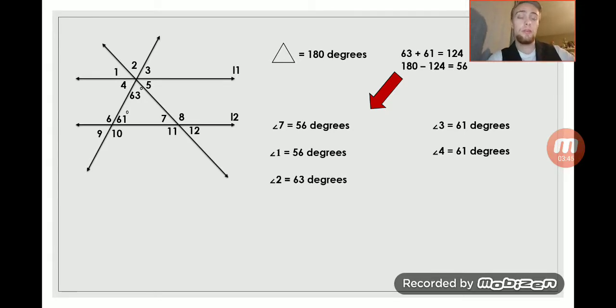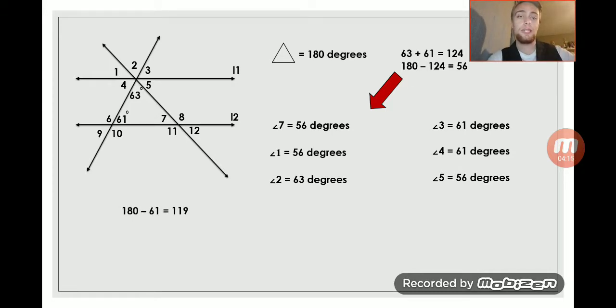Angle 2 follows the same pattern, except it is opposite and equal to the 63 degree angle that we used in our first triangle to figure out angle 7. So angle 2 is 63 degrees. Angle 5 follows the same pattern as the last few that we've covered, except it is opposite and equal to angle 1, which you already know is 56 degrees. So angle 5 is 56 degrees.